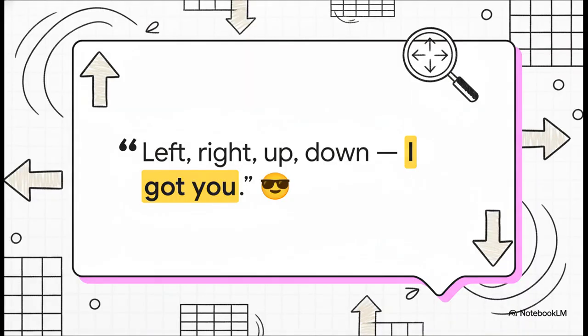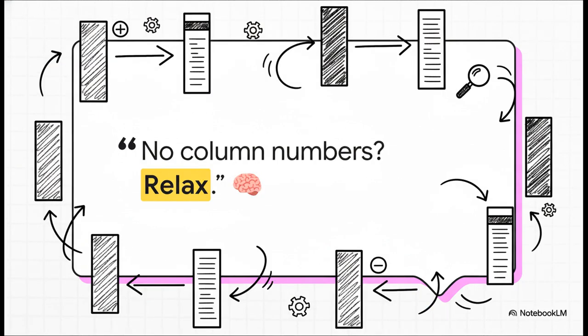Now this is the total game changer. Unlike our old rigid friend VLOOKUP, XLOOKUP couldn't care less about direction. It can look for a value in any column, or even any row, and then grab a value from anywhere else. Left, right, doesn't matter. It just works.